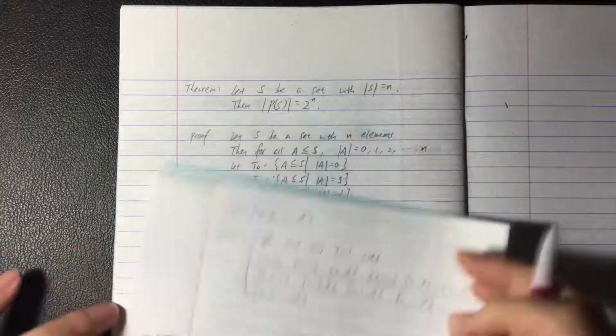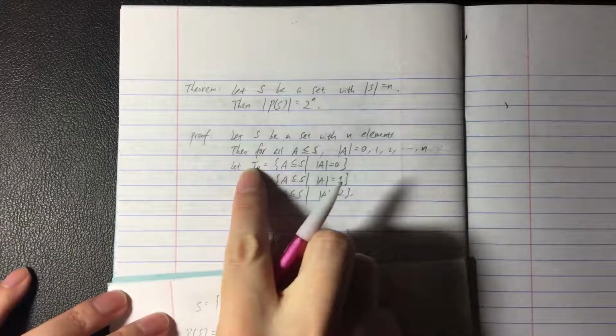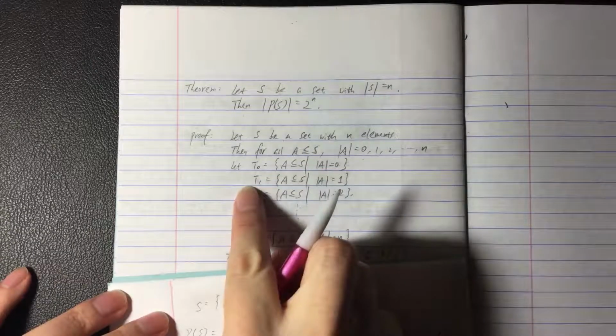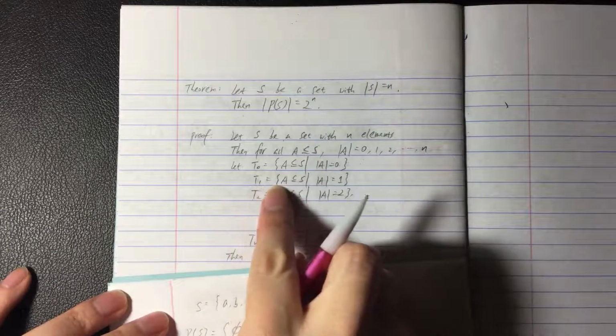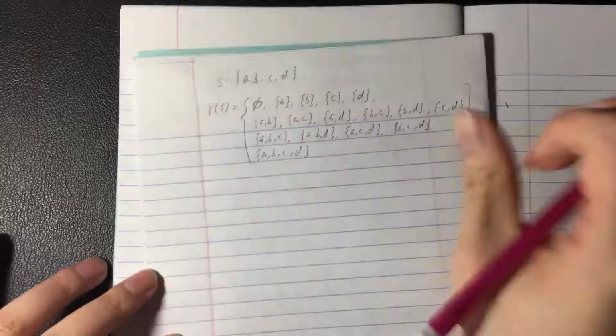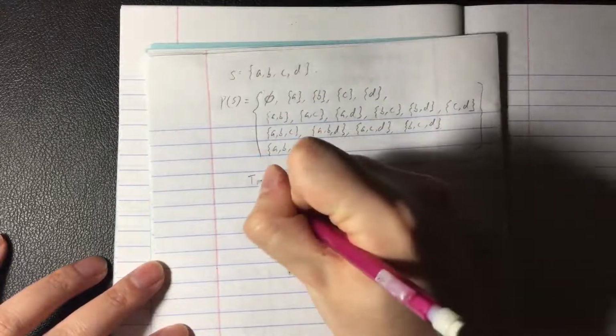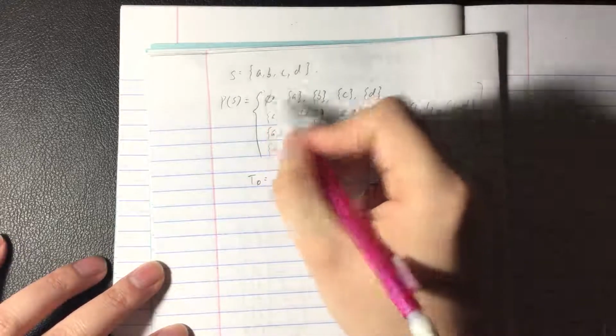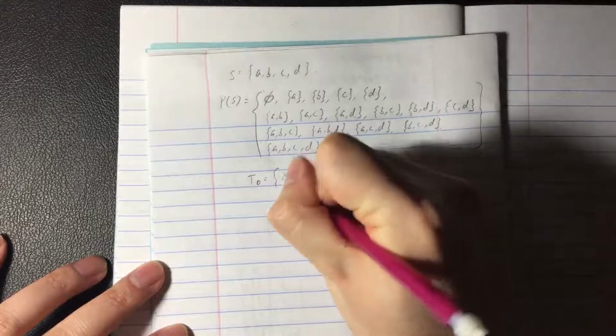Now, T0 represents the set of subsets of S such that each element has 0 elements. T1 represents the set of subsets of S such that each element contains 1 element. So in this example, T0 is the set of subsets that contain 0 elements. Here it's the empty set.